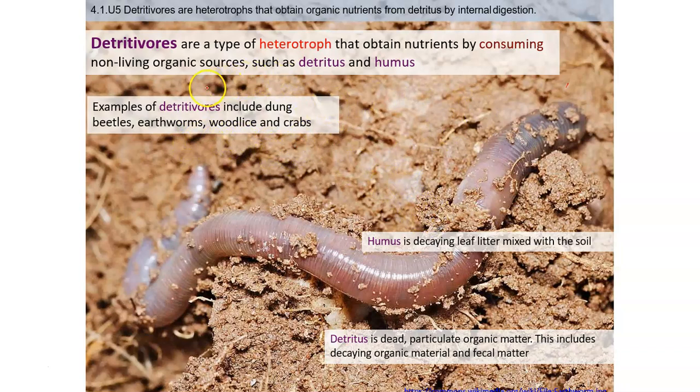And they are consuming non-living organic sources such as detritus and humus. Humus is decaying leaf litter mixed with the soil, and detritus is dead particulate organic matter. This includes decaying organic materials and fecal matter.